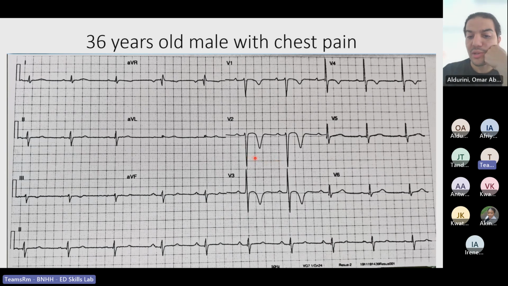If we can just calculate how many big squares there are: 1, 2, 3, 4, 5. So this is about a heart rate of 60. It's within the lower normal. But if you can see here, there is a T wave inversion in V1, V2, V3, and V4. And all the rest of the ECG looks okay.